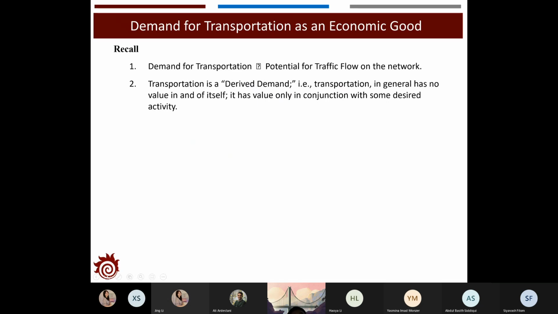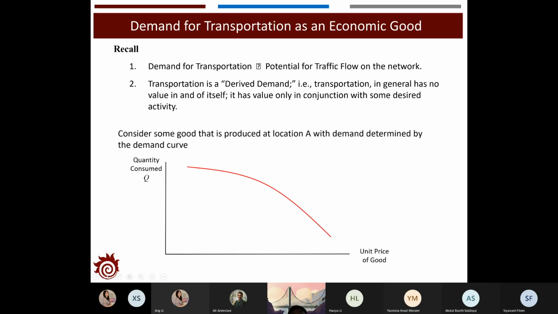And also, we defined that transportation demand is a derivative demand, so it does not have any value in itself. It's only related to desired activities. Those are some assumptions we made for the transportation service. And with that, we can consider a real-world product, say an apple.